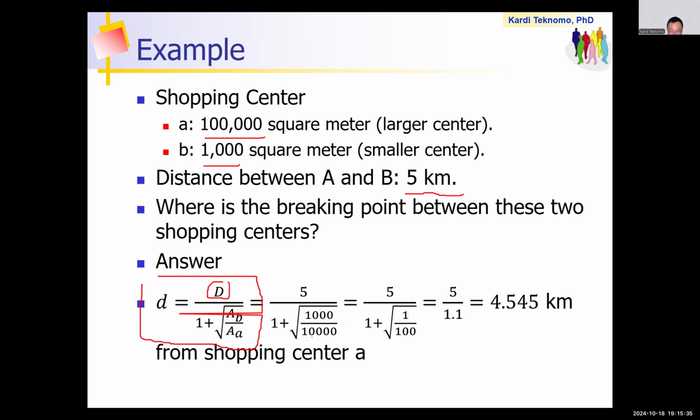So you get 1,000. This one I can remove 3. Oh, 100,000. I think I missed one more zero here. So this one becomes 1 over 100. So it becomes 1.1. So 4.5 from shopping center A. That means it's attracted. Yeah, correct.